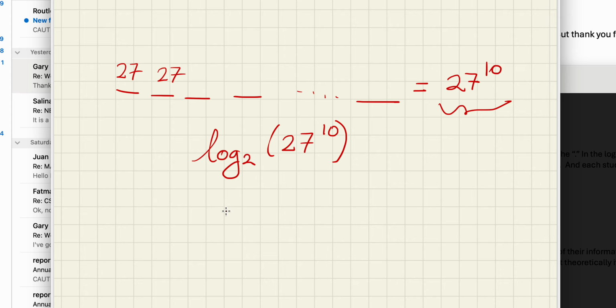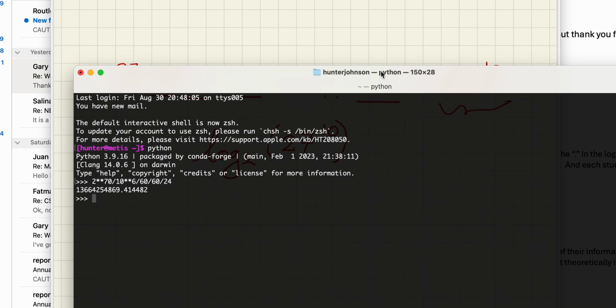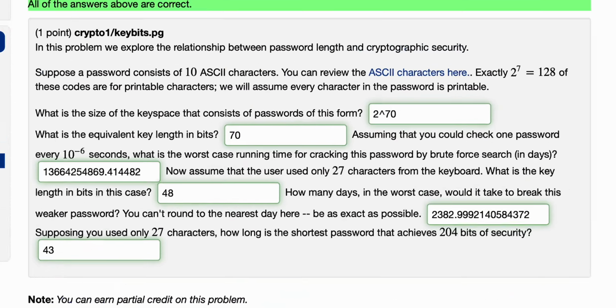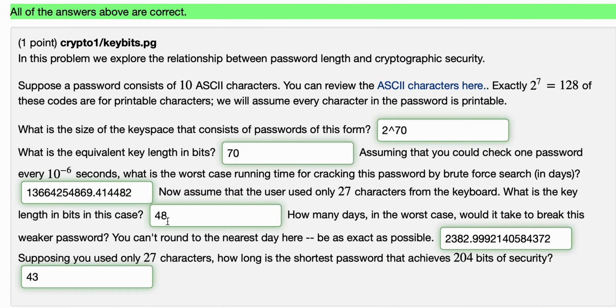Okay. All right, so you can go to your terminal here and you can figure out what that number is. One way to do that is to import math and do math.log of 27 to the 10th power base 2, and I get 47. Now the number of bits has to be an integer, so I round that up to 48. And that's where this 48 comes from.